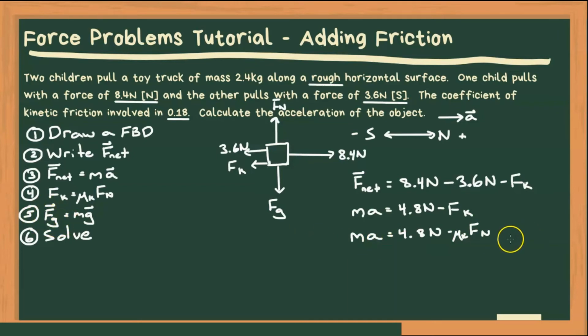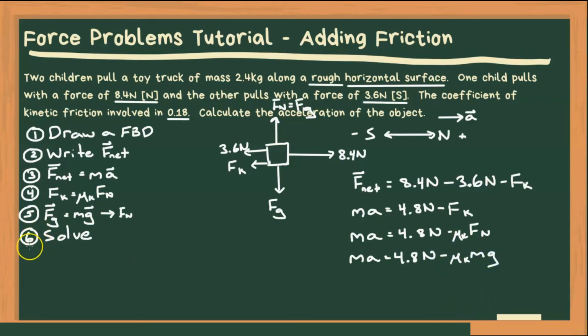And now we can continue on to step 5, where we substitute gravity. Now here we don't have gravity, but we do have the normal force. And in this case, where we're pulling something on a horizontal surface, and the only two vertical forces are the normal and the gravity, those two are going to be in equilibrium, and they're going to be equal. So the normal force is actually going to be equal, or at least its magnitude, to that of gravity. So what we can do then is substitute this equation in for the normal force instead. So that's going to leave us with ma equals 4.8 newtons minus mu k times mg.